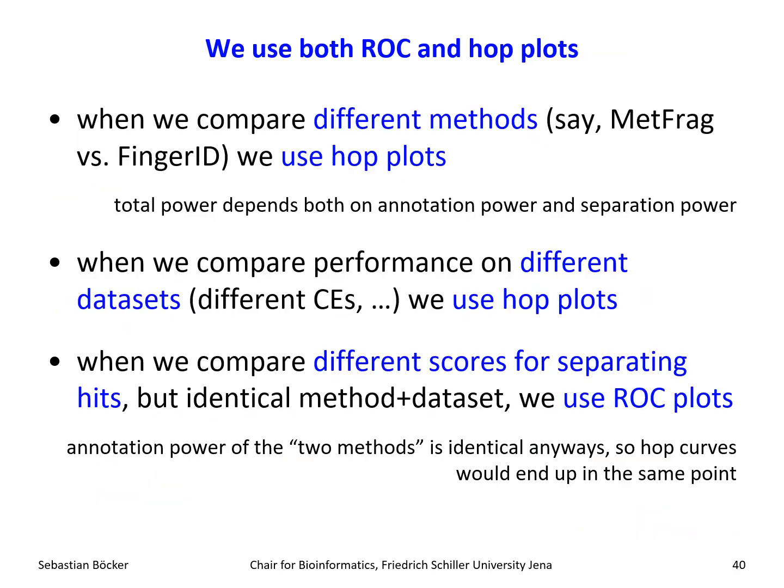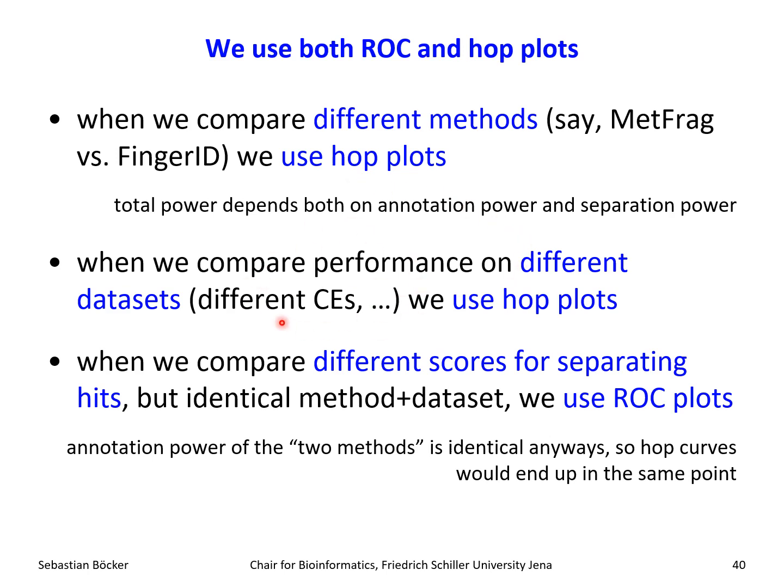So both ROC and HOP plots can be used in our evaluations. And whenever we compare different methods which have different annotation power, then we have to use HOP plots, because otherwise we won't see if in total the separation by some confidence score, or the score itself plus the annotation power of the method, works better or worse for any given FDR.